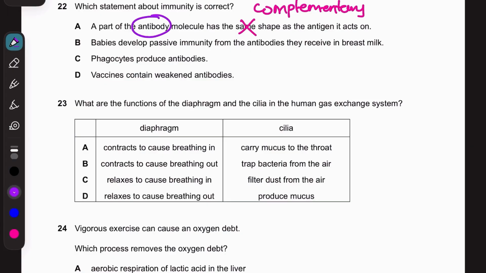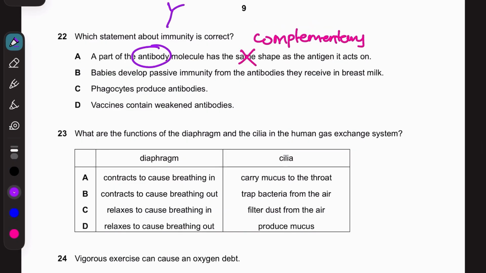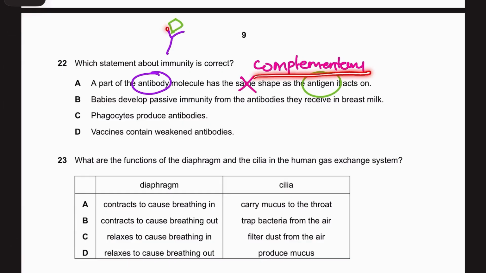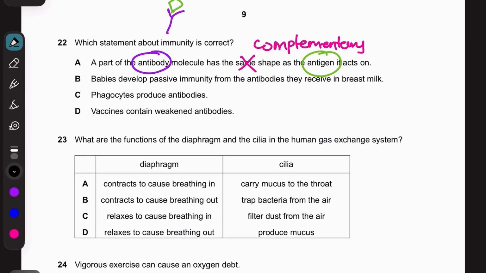It means that if the antibody looks like this, then your antigen should look like this. So the complementary bit is like this bit, right? Imagine if they have the same shape, guys, then what? You're gonna have an antibody that looks like that, and you're gonna have an antigen that looks like that. How are they gonna fit? They're not gonna fit, right? The whole idea is that they fit, and therefore the antibody can act on the antigen. So the relationship between the shape of the antibody and the antigen is complementary. That is a key word. It's definitely not the same shape, and therefore it is not A. Let's look at B.